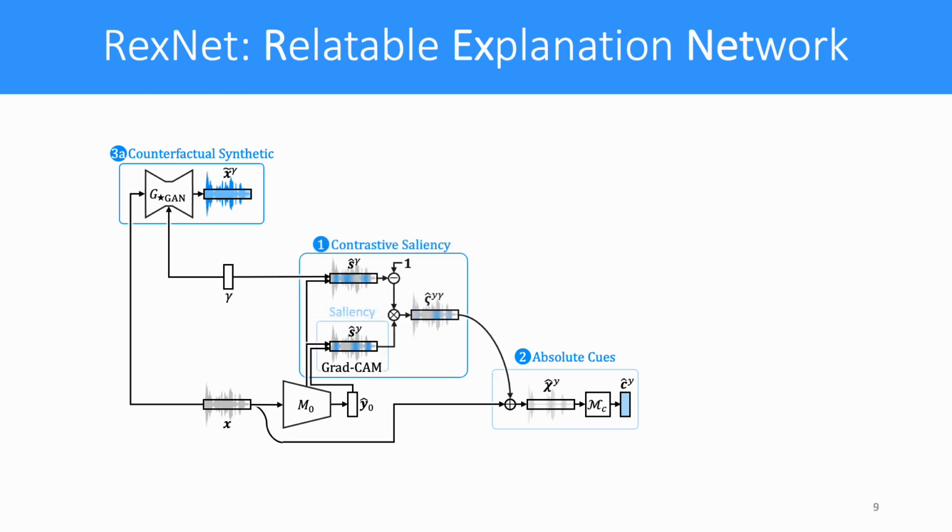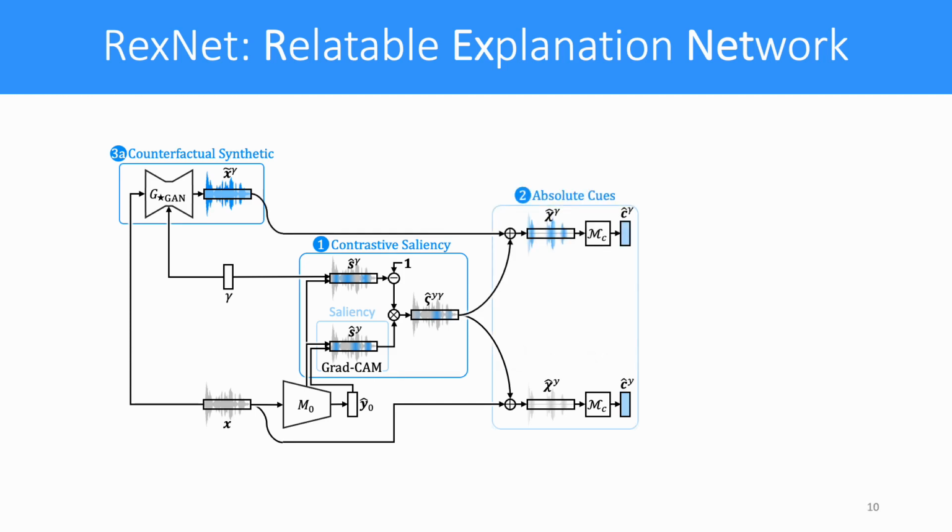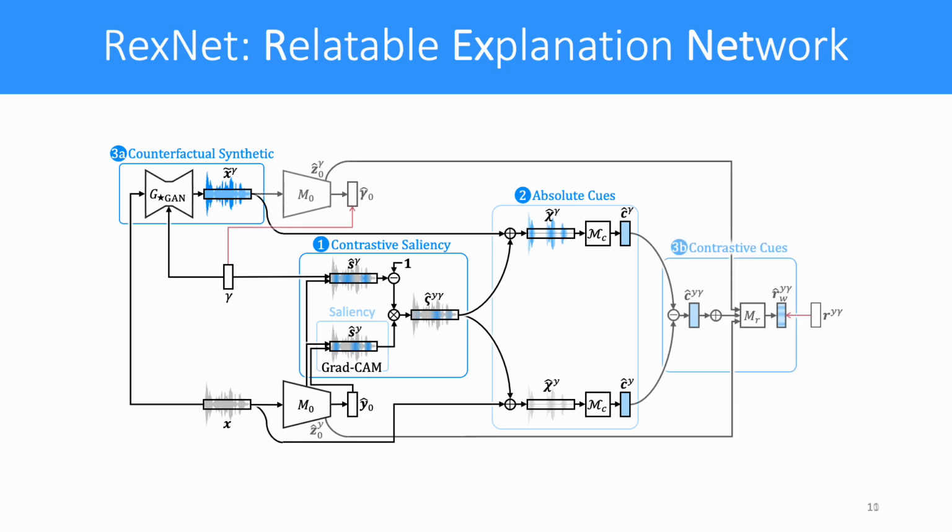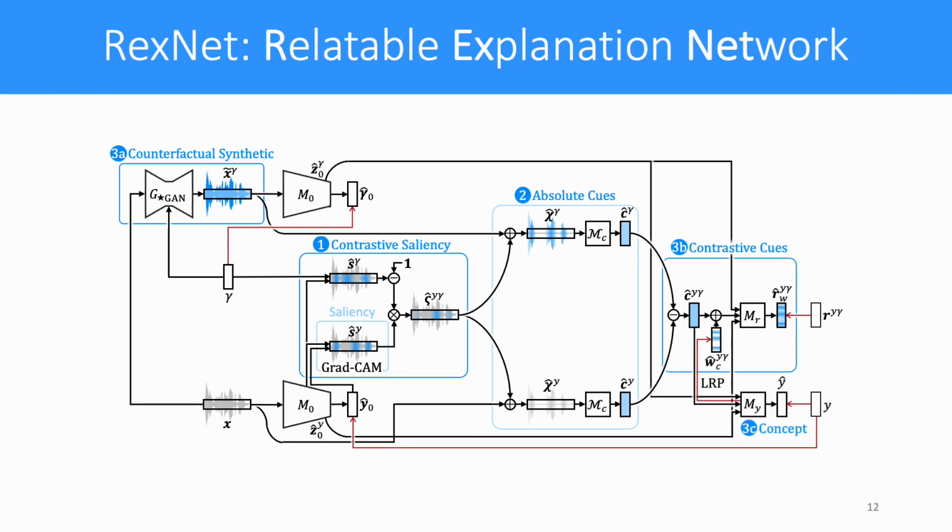It also generates the saliency for that example and contrast between the counterfactual and factual instances, and calculates cues for both instances. With both absolute cues, it can then calculate their difference to get the contrastive cues. Finally, RexNet takes all this intermediate explanatory information to make a final conceptual prediction of the emotion.